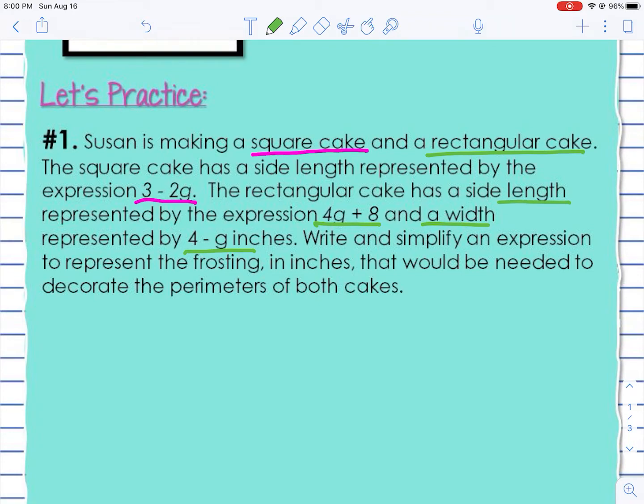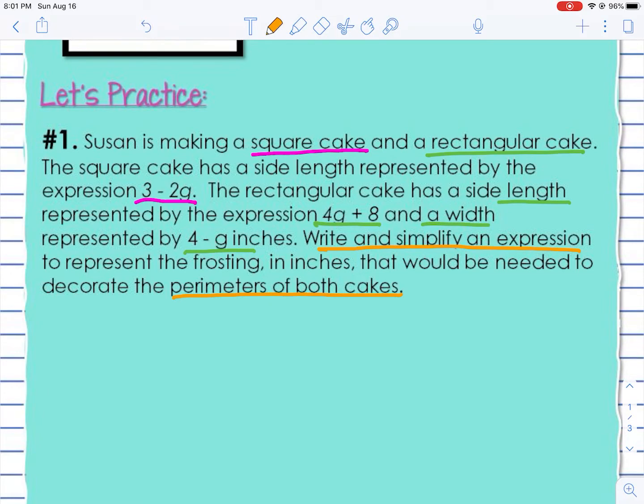So look at our very last sentence here. What are they wanting me to find? Well, they want me to write and simplify an expression to represent the frosting in inches that would be needed to decorate, oh look, perimeters of both cakes. So I need to find the perimeters of both the cakes.